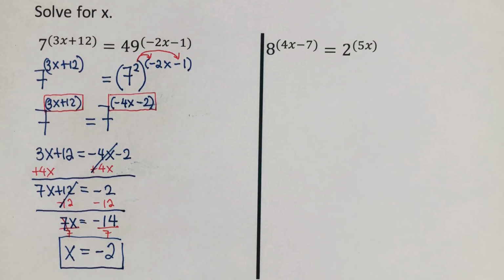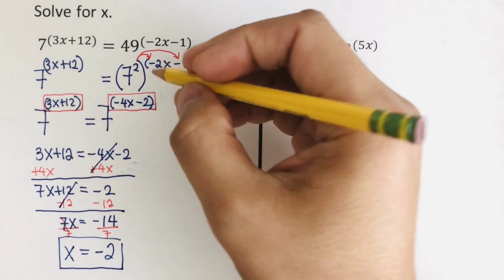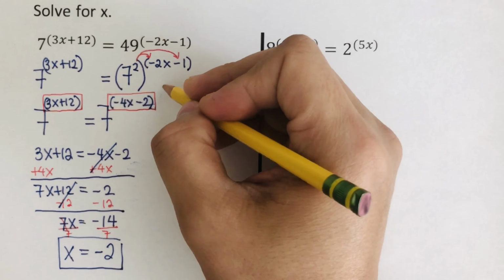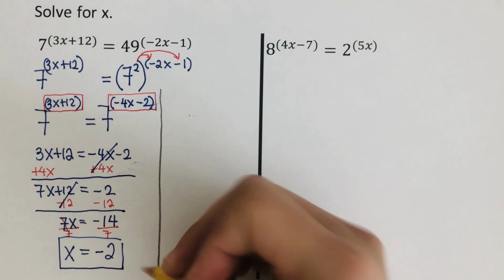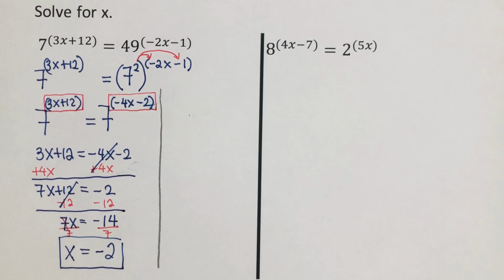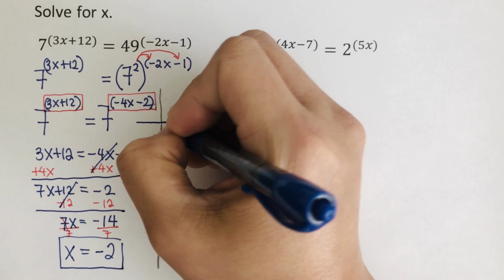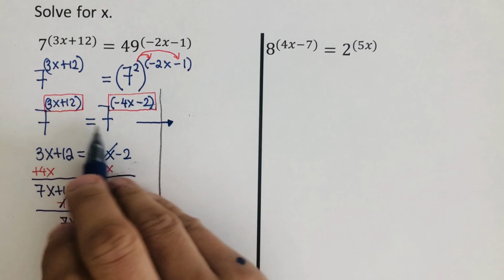Now, we check our work, because others are going to say, how do we know if we really got it right? So we're going to check our work here by plugging the negative 2 back into the equation. But we're going to use this one right here. We're going to use this equation since they already have the same base.